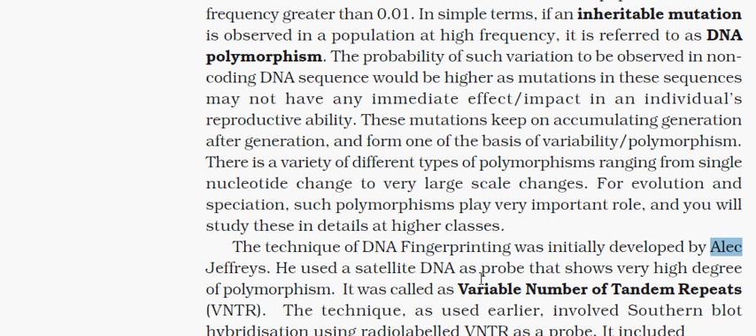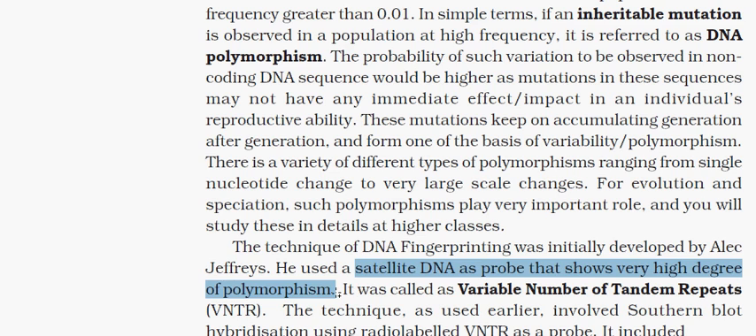As I said, what Alec Jeffreys did, he used satellite DNA as a probe that shows a very high degree of polymorphism. Polymorphism means variation at the genetic level. Now what are the steps? First step, isolation of DNA. Second step, digestion of DNA by restriction endonucleases.